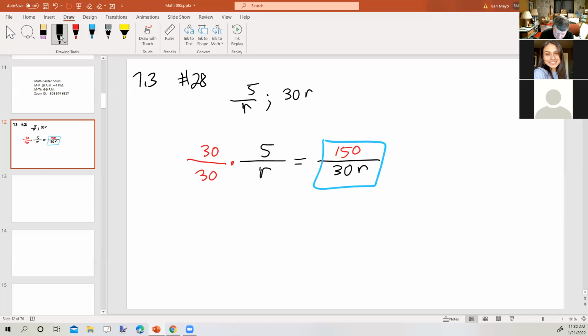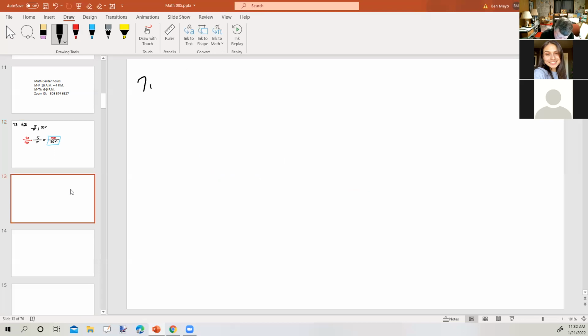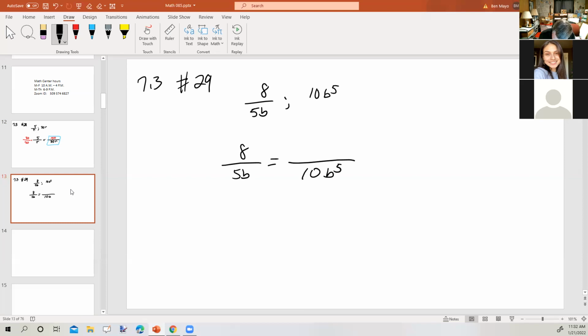All right. This one wasn't requested, but I'm going to do it anyway. It's right after that. It's number 29. Same idea. It says build the following rational expression into an equivalent expression with a given denominator. The original rational expression, or fraction, is 8 over 5b. The new denominator is 10b to the 5th power. So basically we want to take 8 over 5b and rewrite it as a new equivalent fraction with a denominator of 10b to the 5th power.